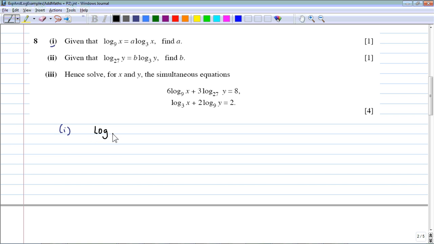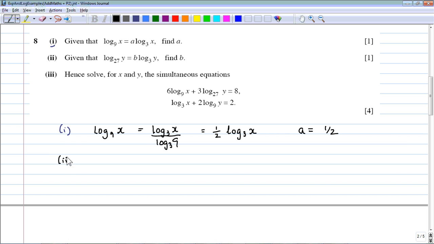Log base 9 of x is equal to log base 3 of x divided by log base 3 of 9. Now log base 3 of 9, you should recognize 9 is 3 squared, so log base 3 of 9 is 2. So that's a half log base 3 of x. So the answer is a is equal to 1/2.